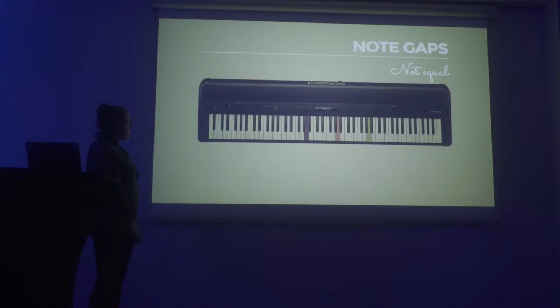This is a keyboard, I'm sure you've all seen one, and these are notes called A on a keyboard. Now they're an octave apart. The purple one is lower than the orange one, but they sit very much in harmony. That's why they're both called A. If you play them together, they sync very, very nicely.